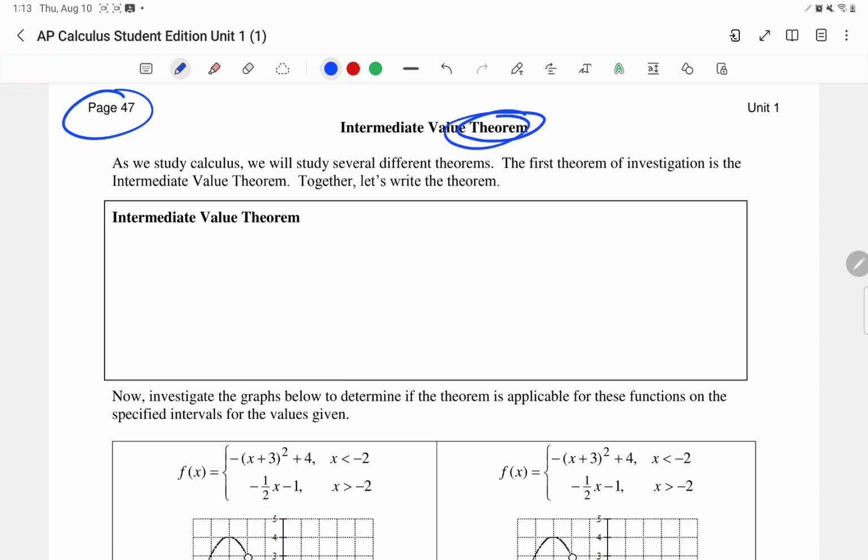A theorem in math is basically a rule, kind of like a law. It's a rule that can be proven by a bunch of different facts. And we'll have a few theorems in calculus. The intermediate value theorem is the first of those. So we're going to just kind of write this theorem out, and then we'll go over what it means.